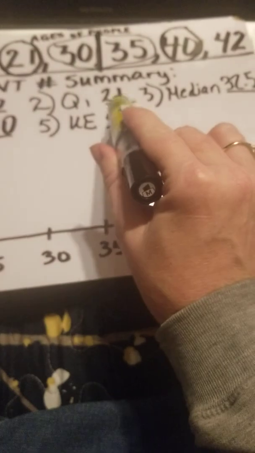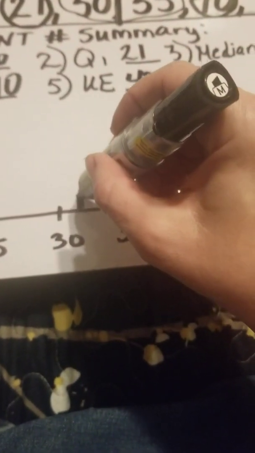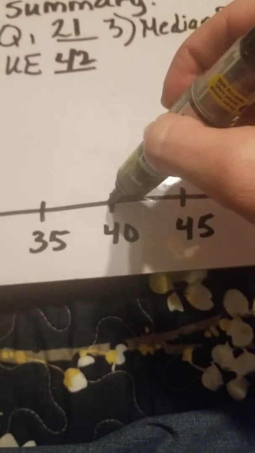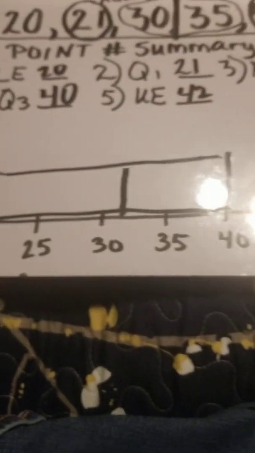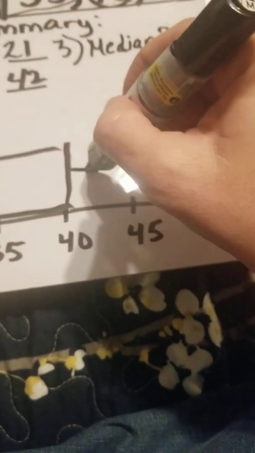And now we have to do a box and whiskers plot. Q1 is 21. Put a line. The median is 32.5. Put a line. The upper quartile, or Q3, is 40. Draw a line. All right, that's our box, 50% of the data right there. And our upper extreme value is 42, so approximately there. Our lowest value is 20, right there.